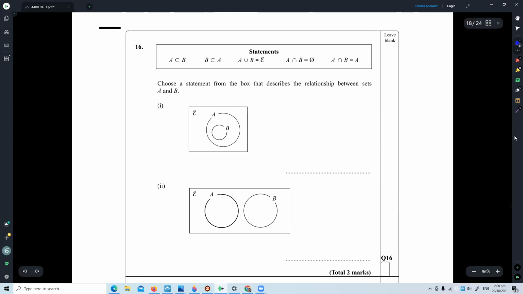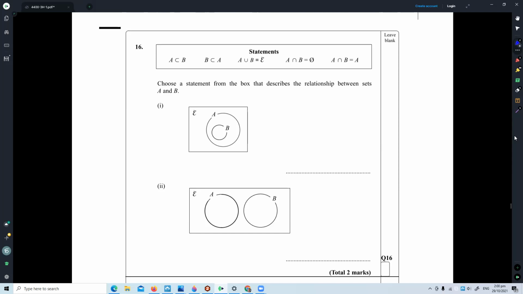Choose a statement from the box that describes the relationship between A and B. You can see that B is a proper subset of A, like B is completely included inside of A. So this means A belongs to B, B belongs to A and the union of A and B is the universe. The intersection of A and B is 0. The intersection of A and B is A.